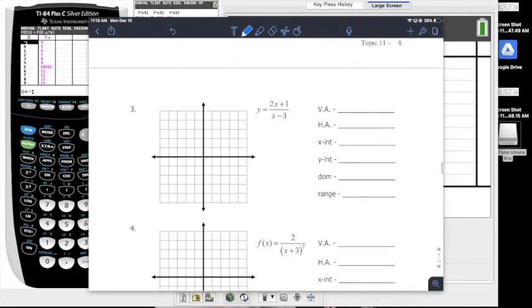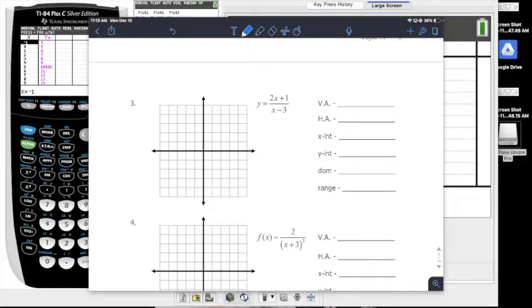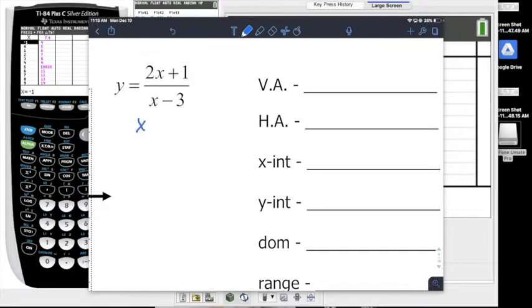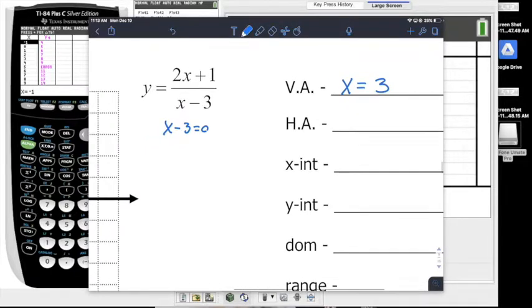Let's see if we can find one here with a little bit more interesting horizontal asymptote and that type of stuff, and x and y intercepts. This one's actually a pretty good one. I like it. With this one, vertical asymptote, set x minus 3, the denominator, equal to 0. You're going to have an asymptote at x equals 3. Horizontal asymptote, since the degrees are the same, it's always going to be the ratio of the leading coefficients. The leading coefficient of the denominator is 1, so you're going to do the fraction 2 over 1, which obviously is 2.